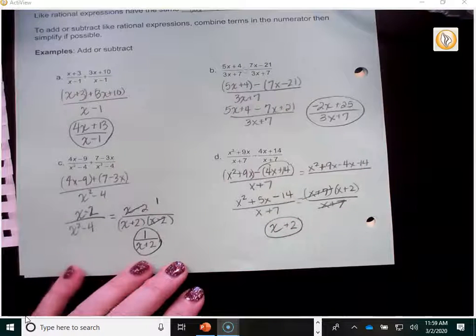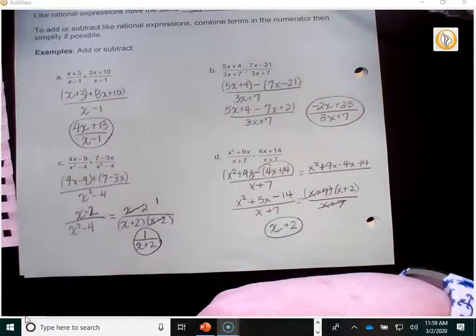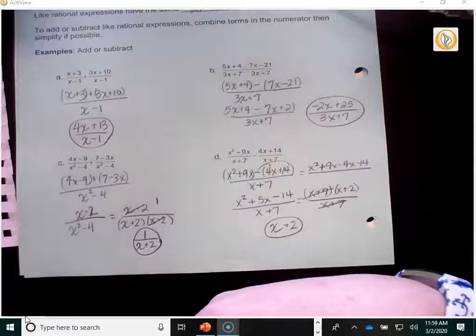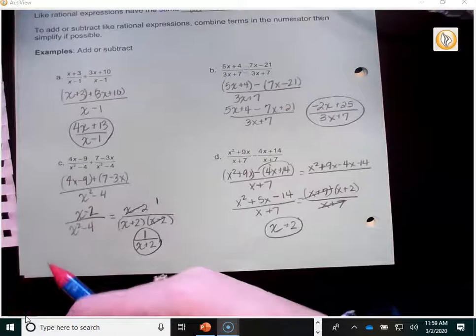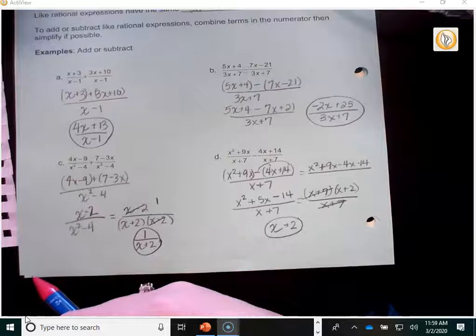So basically when you're adding or subtracting rational expressions, what you're going to do is add or subtract, and then try to simplify, just like we did the last couple of days where we were factoring and seeing what we could cancel.